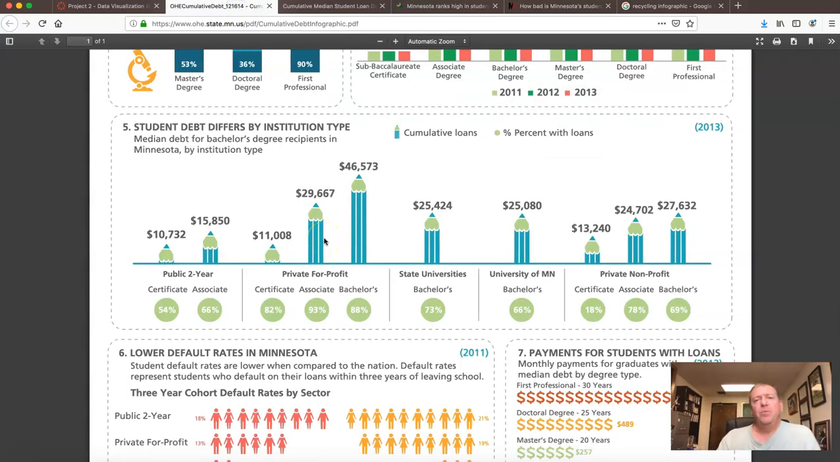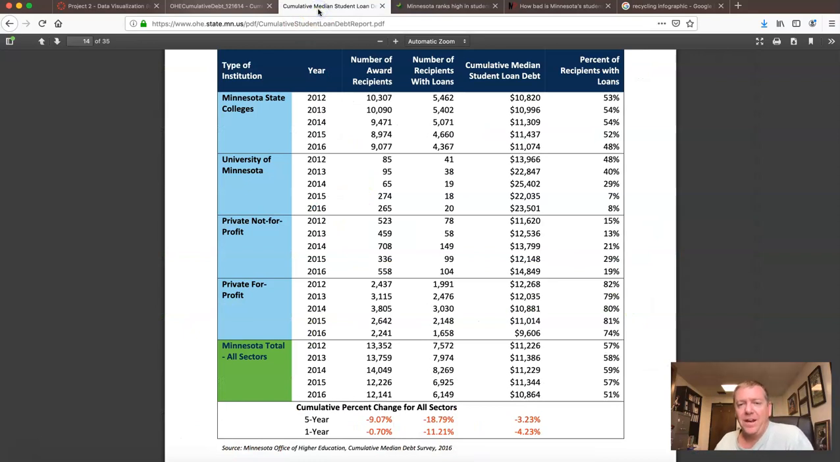So we have the same data points, but look how much cleaner it is here. Look how much easier it is to see the information, to find the different data points. We can see very quickly what is the highest out of all of them. Well, it's the private for-profit, because this pencil right here is the tallest. Very easy to find. It's hard to get that out of here.